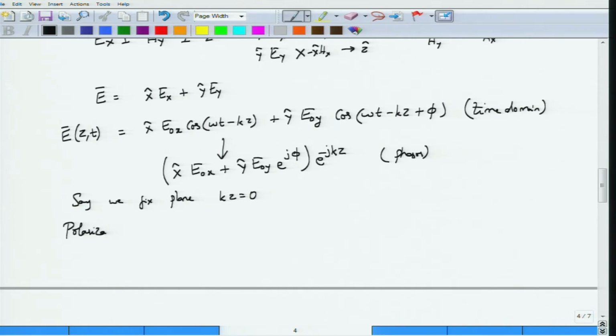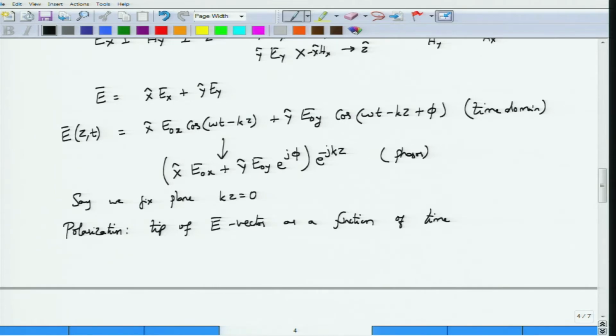Polarization can be defined in many ways. One most common way is to look at the tip of the electric field vector as a function of time. This is called the polarization. So what we were saying was the electric field can have two components, x and y, and there could be a relative phase difference between the two, which is captured in the form of this angle phi.